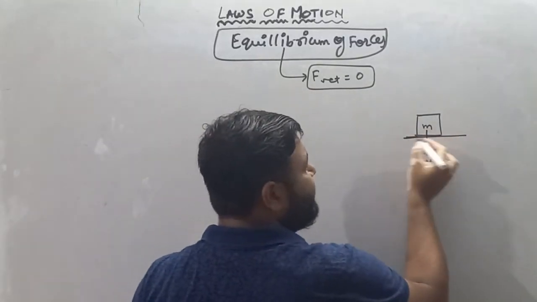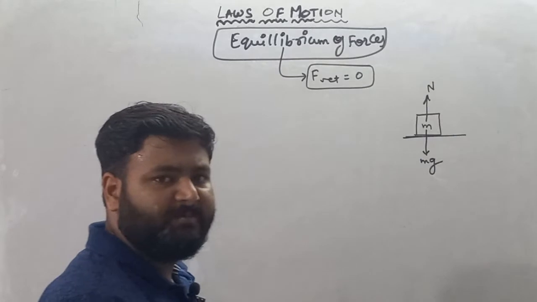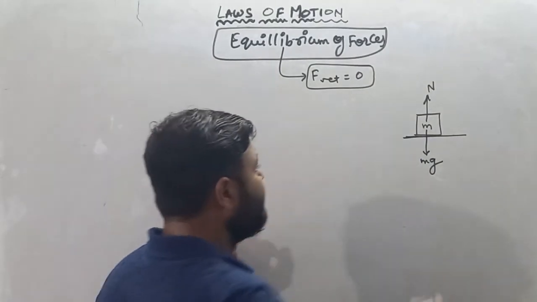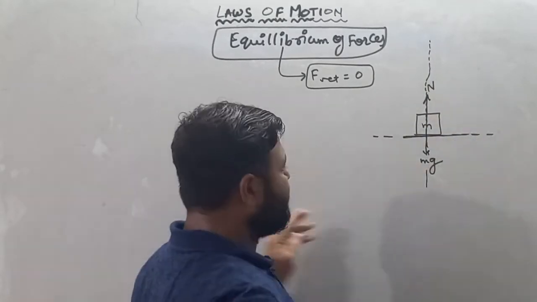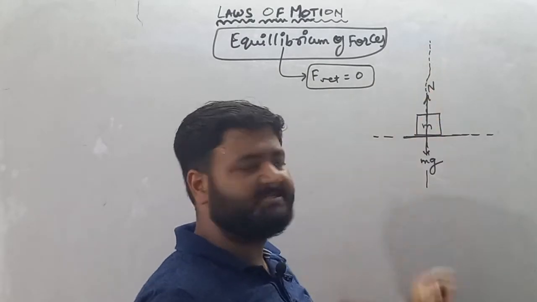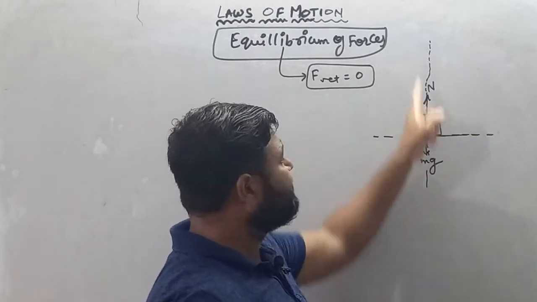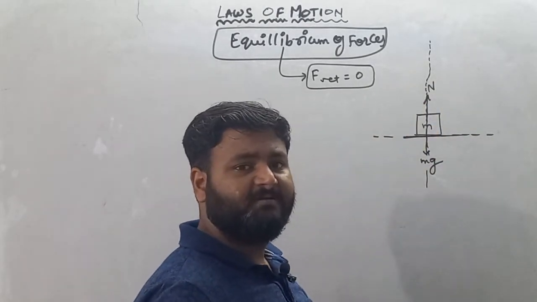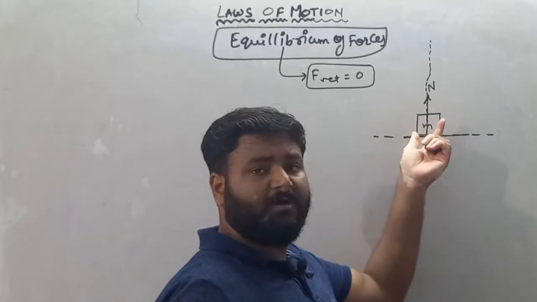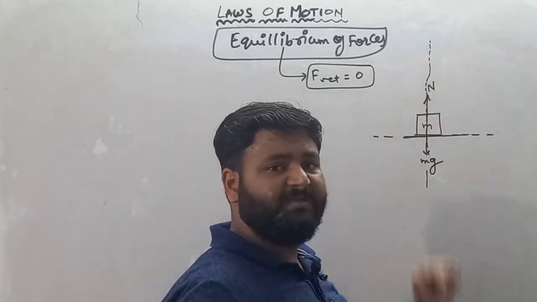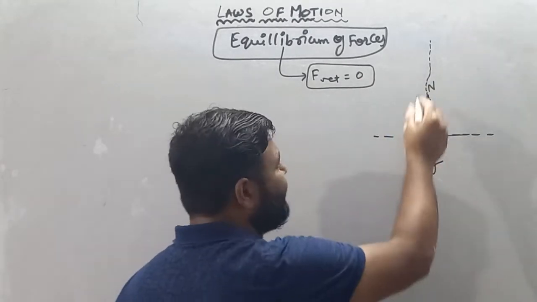This block is in contact with the floor, so there is another force present, that is the normal reaction force. This is our vertical axis and this is our horizontal axis. Along the vertical axis we have two forces, one is the normal reaction force and another is the weight of the body. Both forces are opposite in direction to each other. Just imagine, it is not possible for the block to come down or go up. So we'll say forces are there on the vertical axis, but their effect is zero.